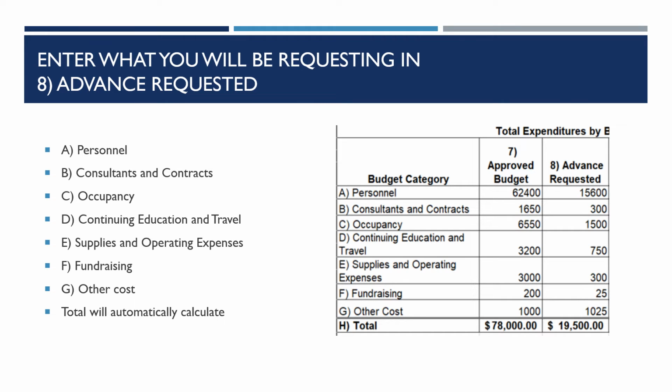You will then enter the amount you are requesting for all reports that you are requesting advance funds for in the advance requested column. The amount for total will automatically calculate as you enter numbers. This amount cannot be greater than 1/4 of the contract amount.